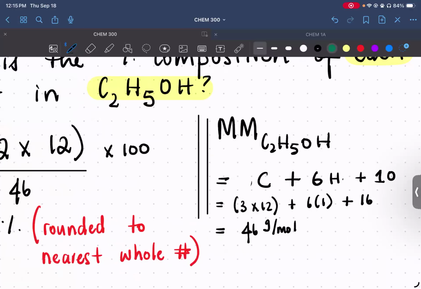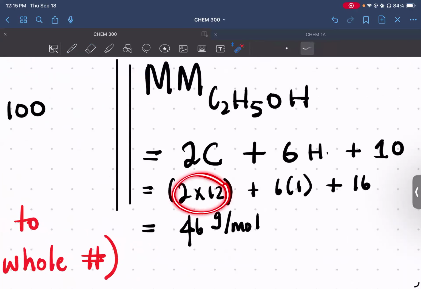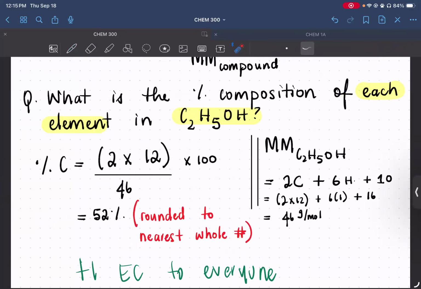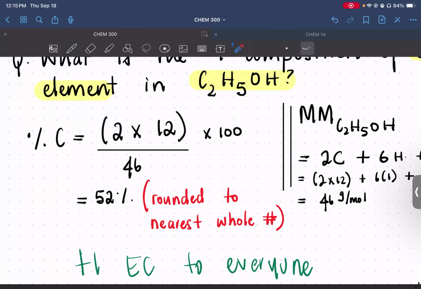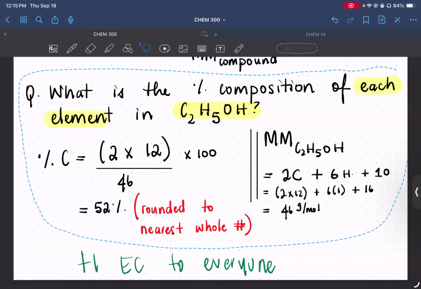Let me just make sure that everything else looks good. 2 carbons, 2 times 12 is 24, plus 6, 30, plus 16, 46. So it was just the 2 that was wrong. The overall answer, 46, was correct. All right. So that's how we calculate the percent composition of the carbon. Copying this over so that I can keep referring back to it.